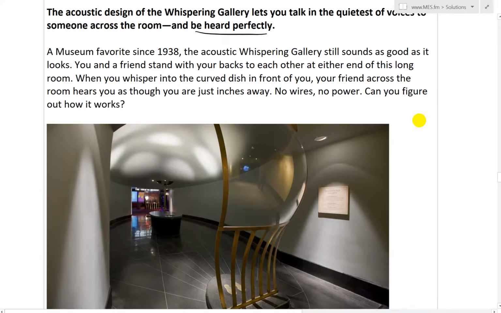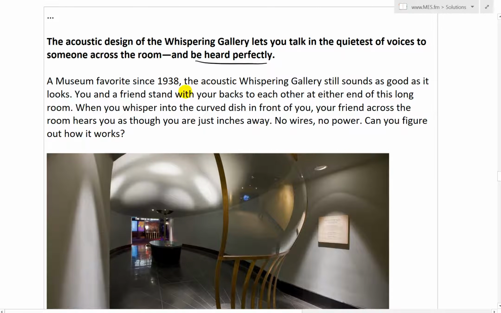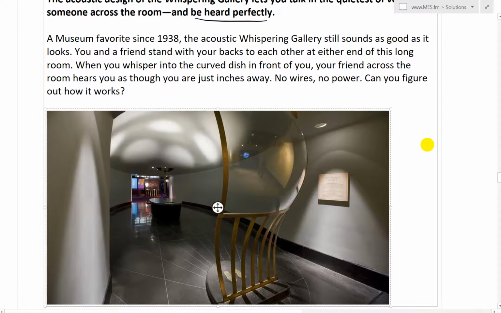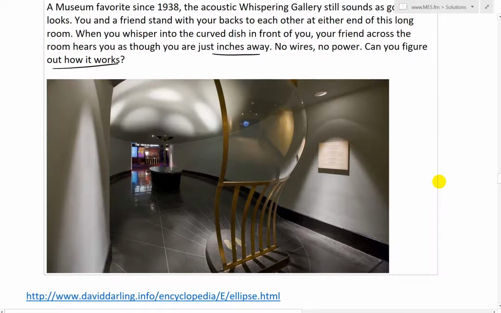And here's how it looks. A museum favorite since 1938, the acoustic Whispering Gallery still sounds as good as it looks. You and a friend stand with your backs to each other at either end of this long room. When you whisper in the curved dish in front of you, your friend across the room hears you as though you are inches away. No wires, no power. Can you figure out how it works? As I just showed above. So this is very cool.